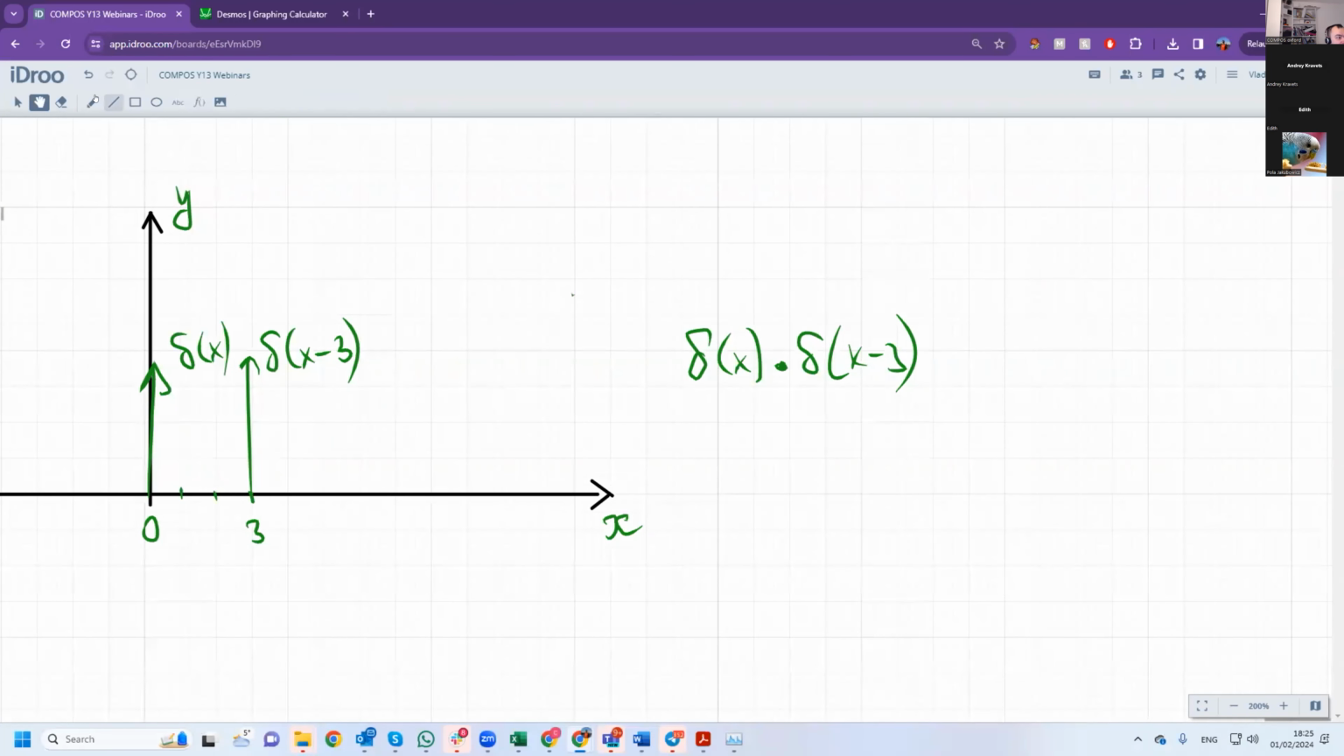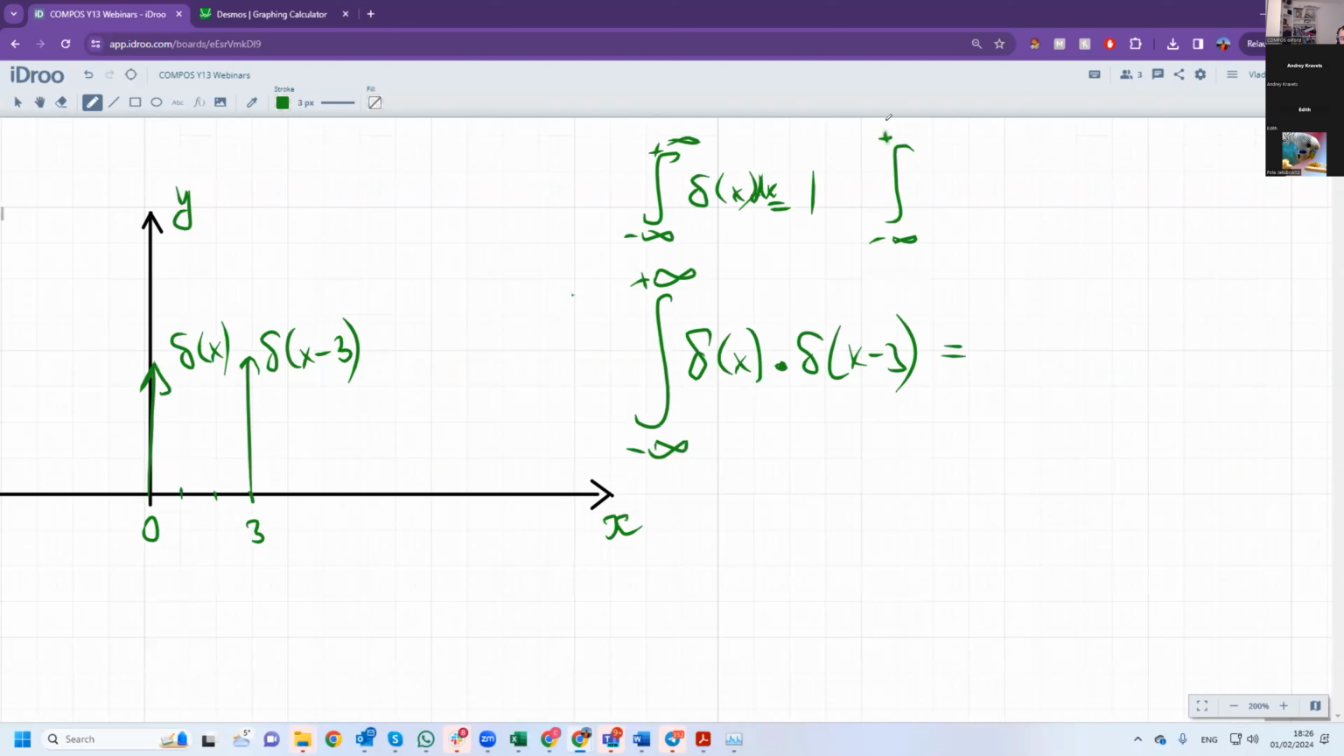Or for that matter, what would the integral be of delta x times delta x minus 3? So this is delta x. This is the graph. The integral of delta x from minus infinity to plus infinity is 1, of course. The integral from minus infinity to plus infinity of delta x minus 3 dx is also 1, because shifting it doesn't change the shape. The integral is still 1.